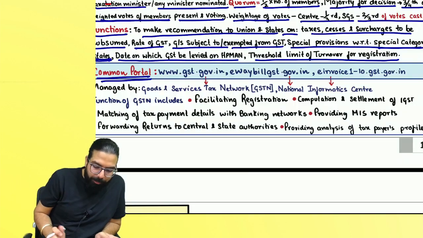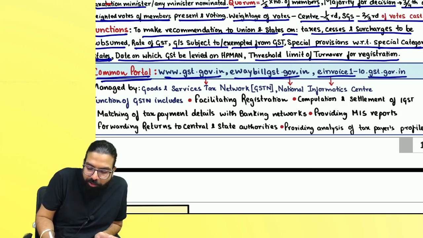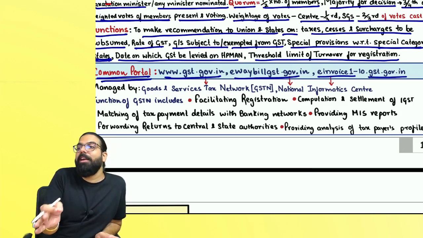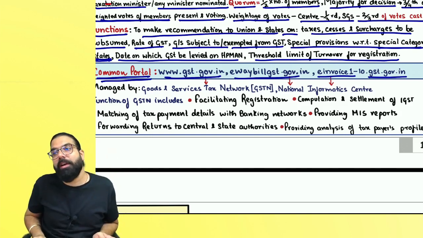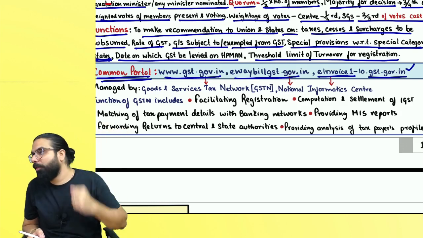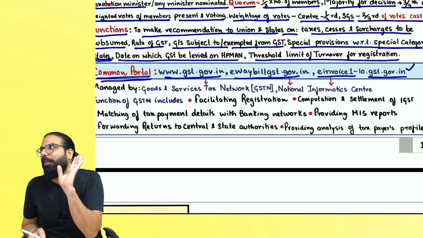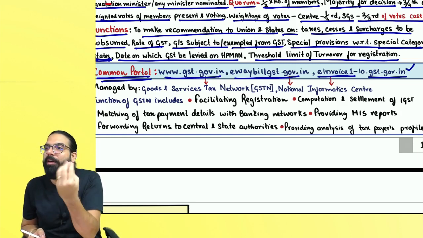Everyone, what are the three common portals? gst.gov.in, e-way bill gst.gov.in, and e-invoicing one gst.gov.in. Like that, there are 10 e-invoicing portals. E-invoicing 1, 2, 3, 4. Like that, how many portals are there? 10 portals. For e-invoice I will talk more when we go to the chapter of tax invoice. Can I go ahead, everyone? As of now, you understand e-invoice means you generate one invoice and register your invoice online. That portal is known as the e-invoice portal.